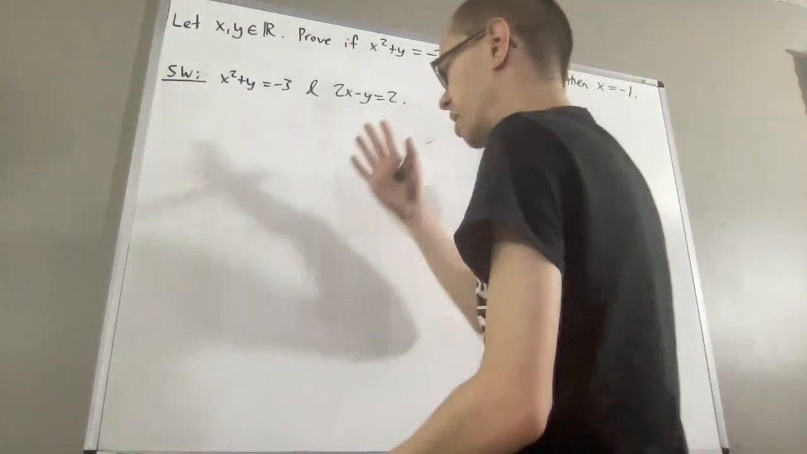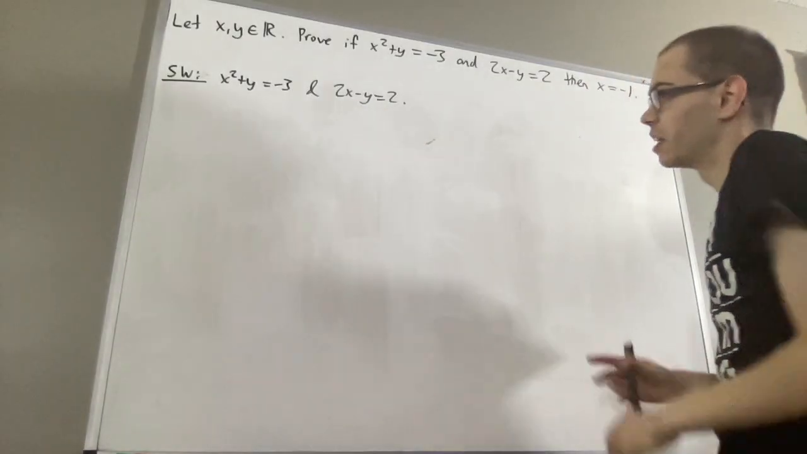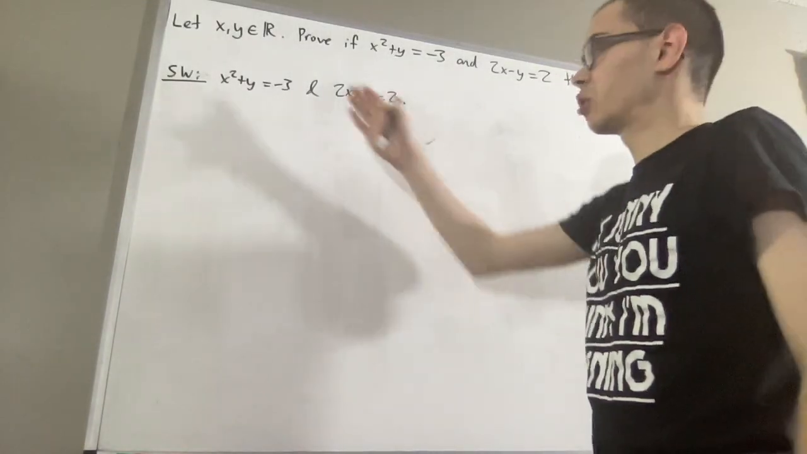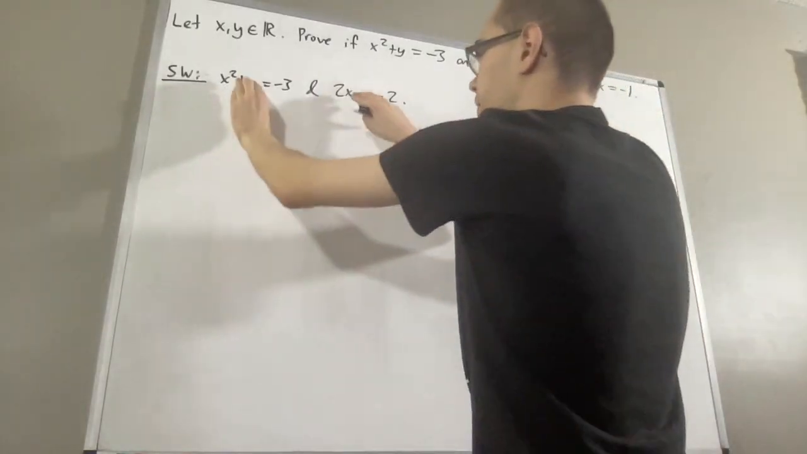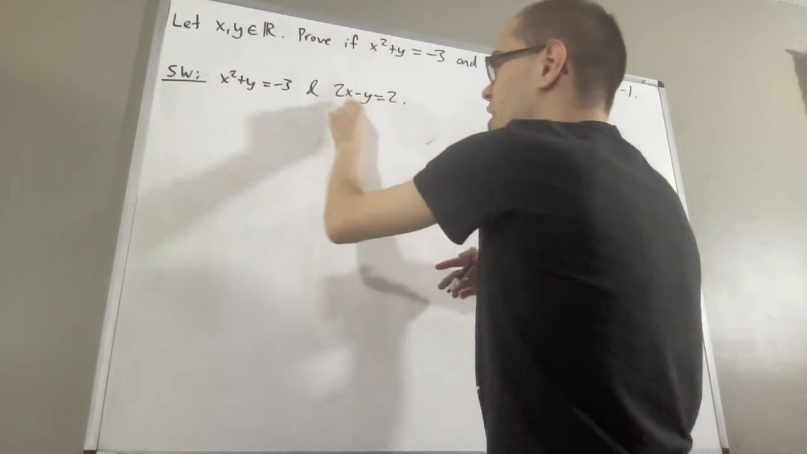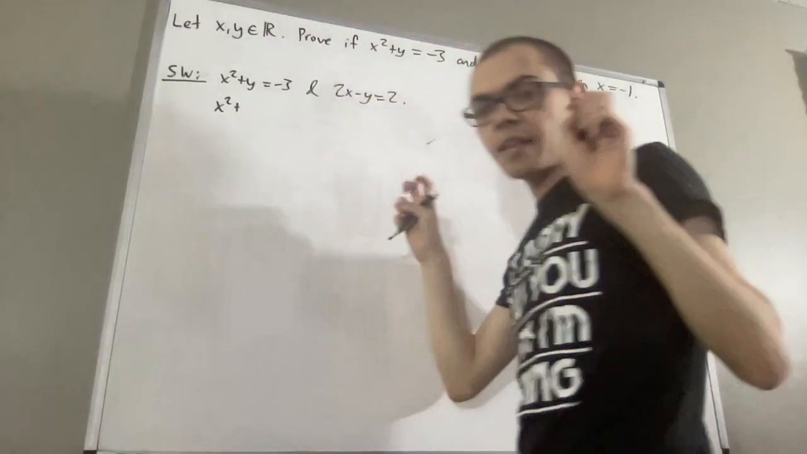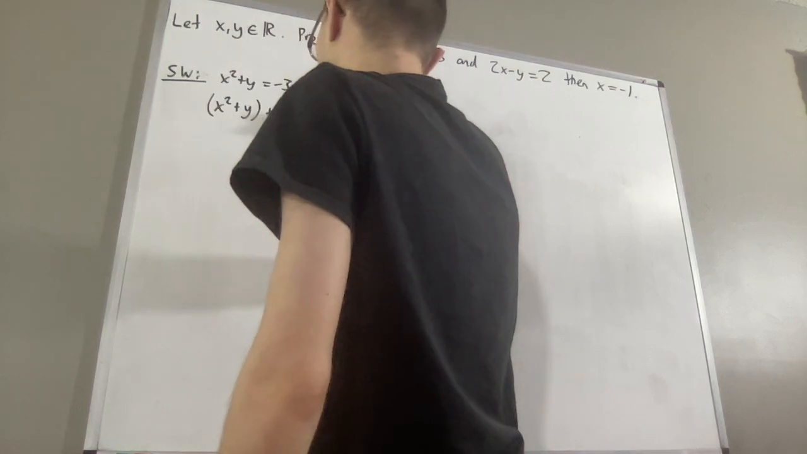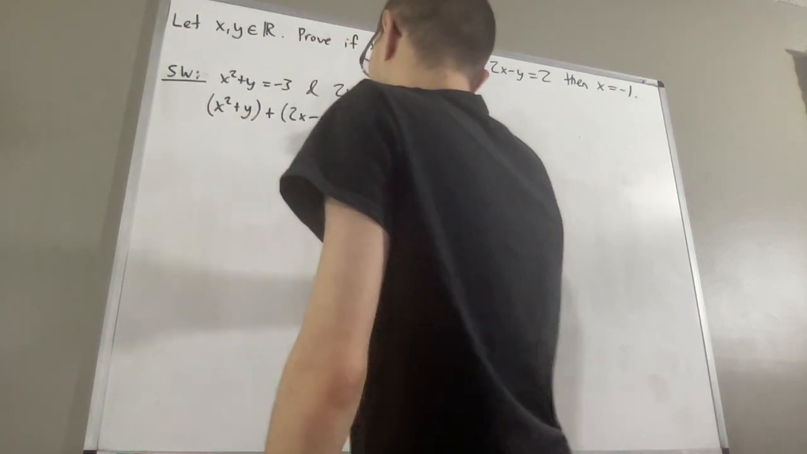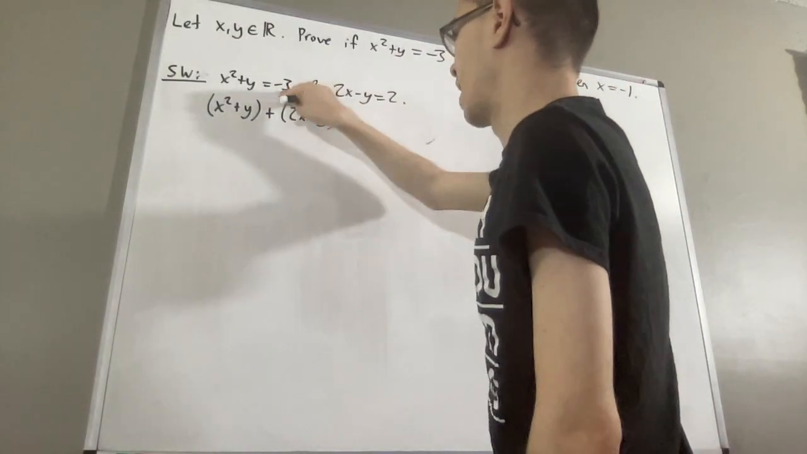So your gut instinct might be telling you, well, let's add these two equations together, right? Well, let's try to think about what that means, adding these two equations together. Well, basically, we're going to add x squared plus y and 2x minus y together, right? That's really what we're going to be doing, because if we add the two equations together, we're really taking x squared plus y and adding 2x minus y to it, right? And that should be equal to what we have on the right-hand side added together, negative 3 plus 2.